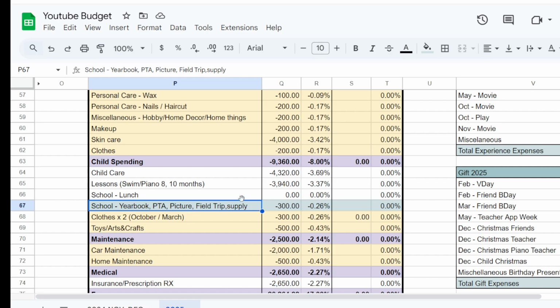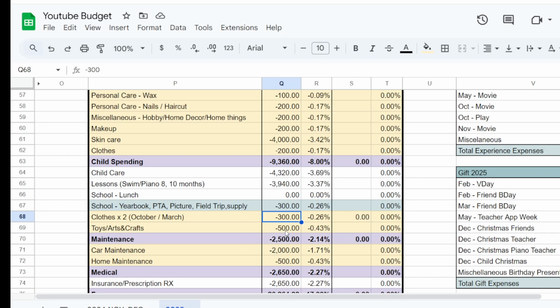And also, I forgot to put in here her school pictures, and I put $300 for that. Clothes, I anticipate buying them around spring and fall just to get ready for the summer months and the winter months. And hopefully, I can reuse some of the old clothes, but if not, I am putting 300.